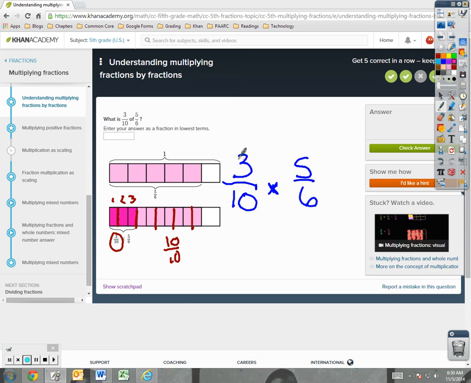Well, 3 and 6. I'm looking at the opposite numerator and denominator. 3 goes in 3. 3 is a factor of 3. So 3 goes in 3 once. 3 is a factor of 6. It goes in there twice. 5 is a factor of 5. It goes in there once. 5 is a factor of 10. It goes in there, what? How many times does 5 go into 10? That's twice. So we have 1/4.